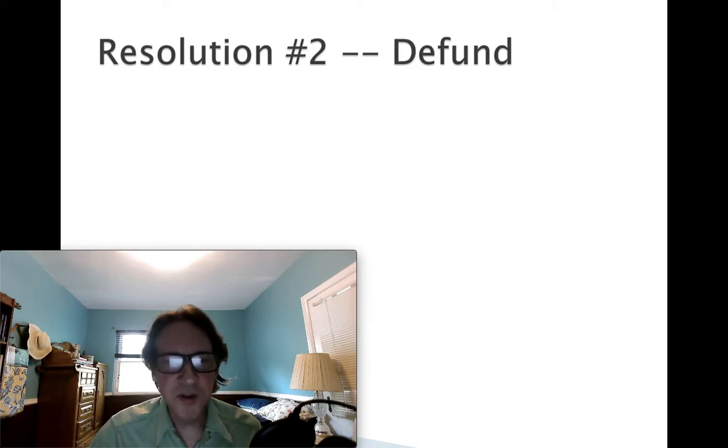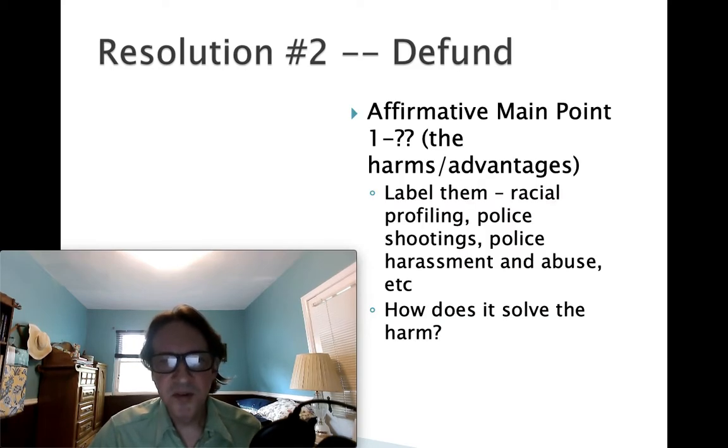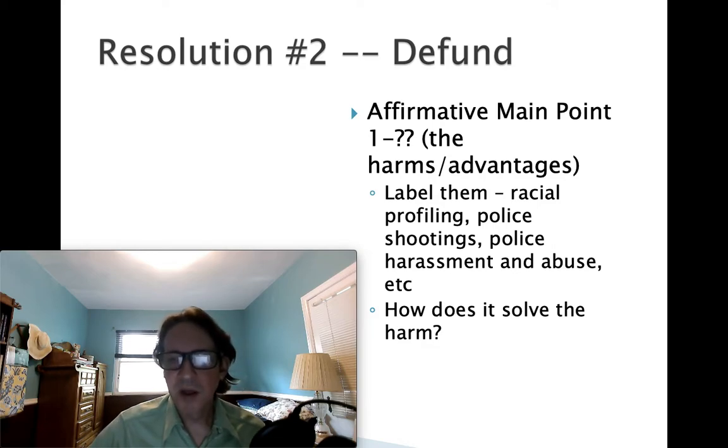For resolution 2, this is going to be a little bit different. So affirmative main point 1 through whatever will be your harms or your advantages, right? So what are the problems that defunding the police solves? Again, these might be very similar to the main points from the first debate that are evidence of racism in policing. So racial profiling, police shootings, police harassment and abuse, corruption, white supremacy in police departments, right?